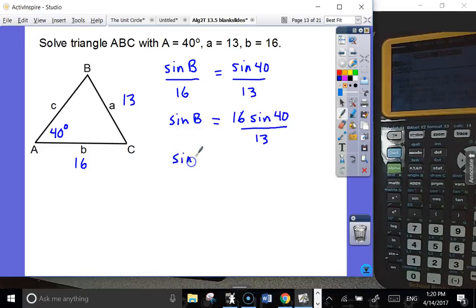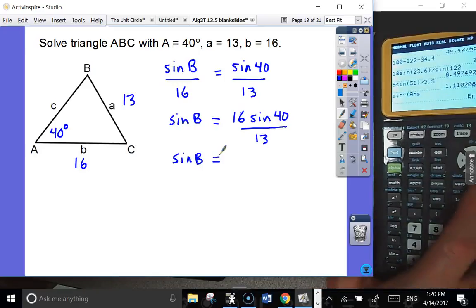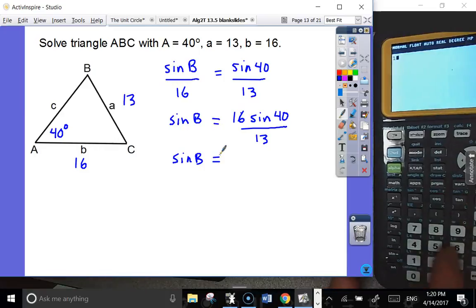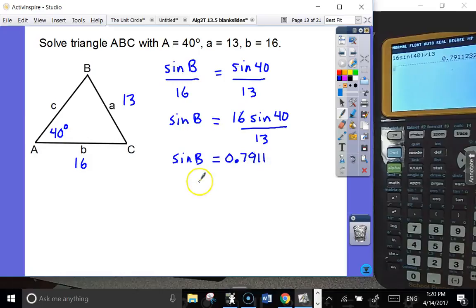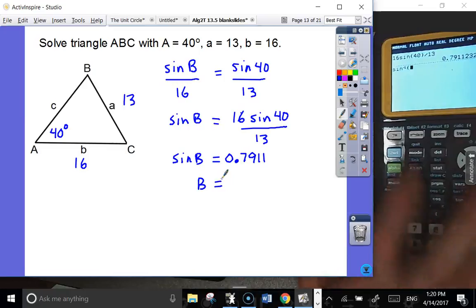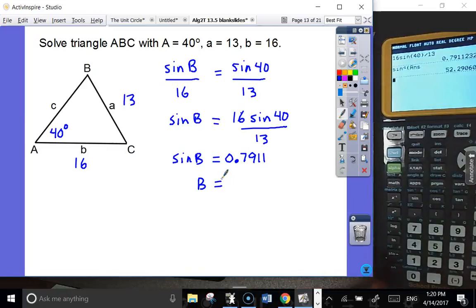Sine B equals 16 sine 40, in parentheses, divided by 13. That's 0.7911. Okay, and so B equals 52.3.